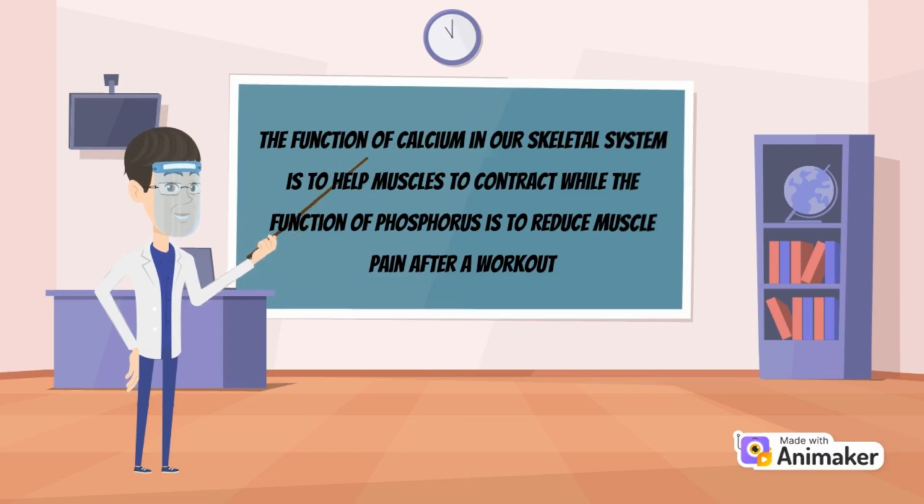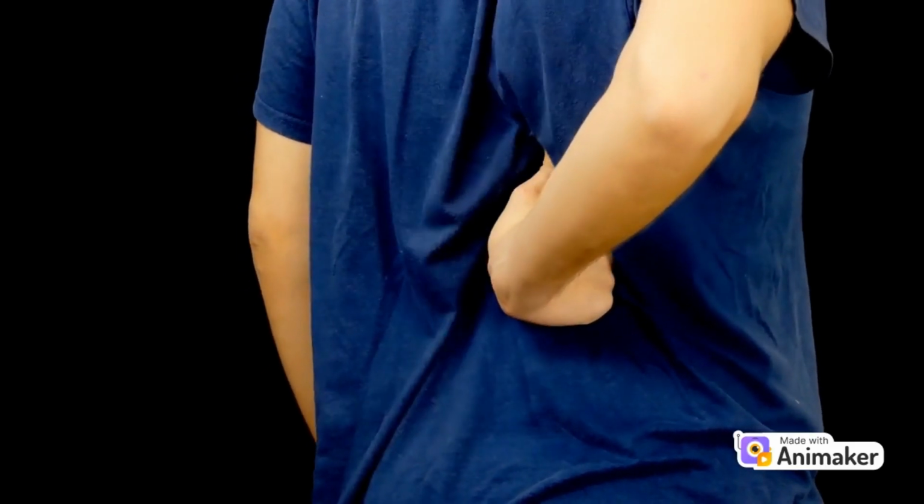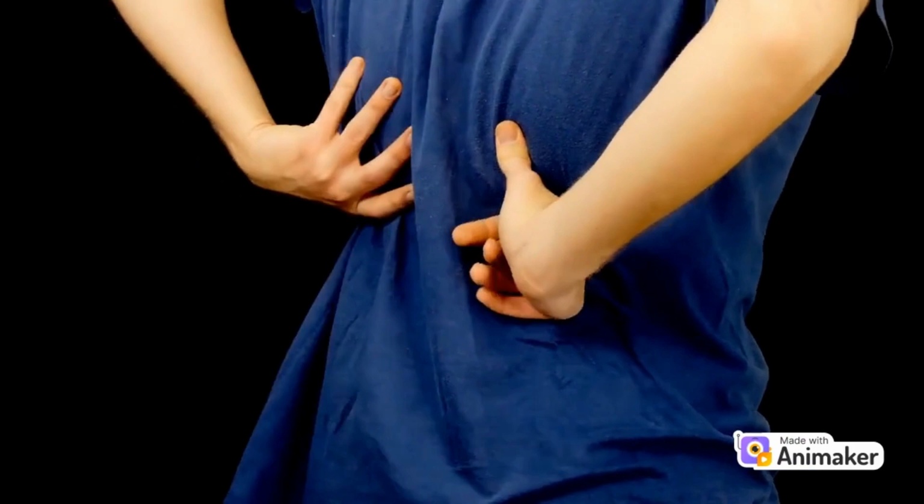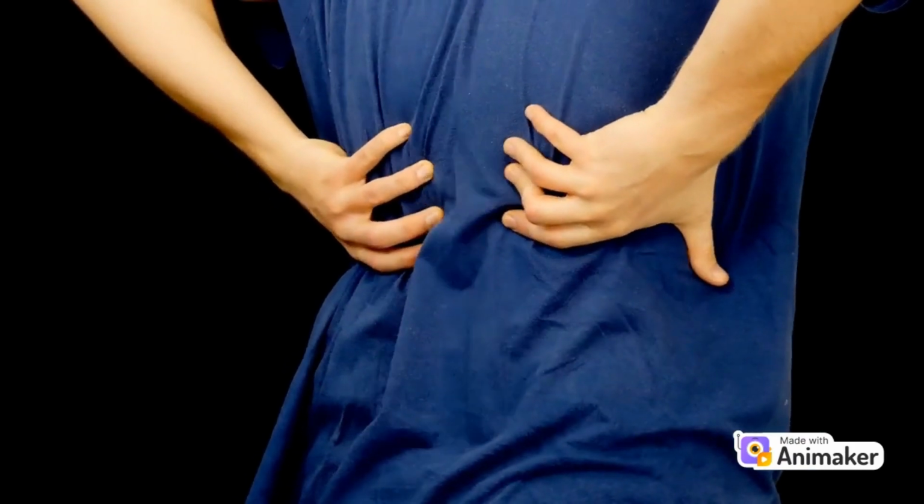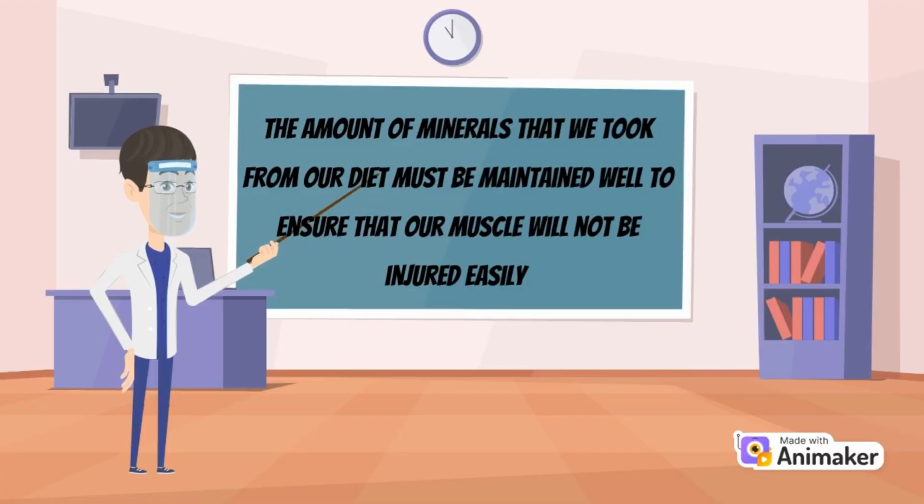Then, the function of calcium in our skeletal system is to help muscles to contract, while the function of the phosphorus is to help reduce muscle pain after a workout. The lack of calcium and phosphorus will cause muscle pain after a workout. So, the amount of the minerals that we take from our diet must be maintained well to ensure that our muscles will not be injured easily.